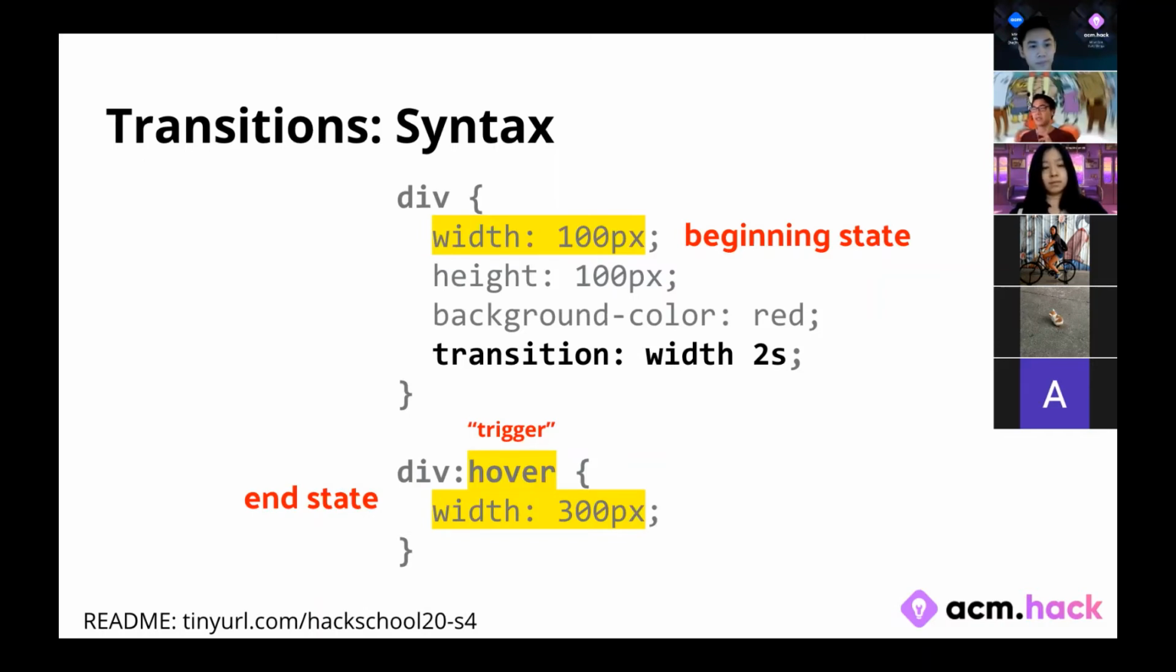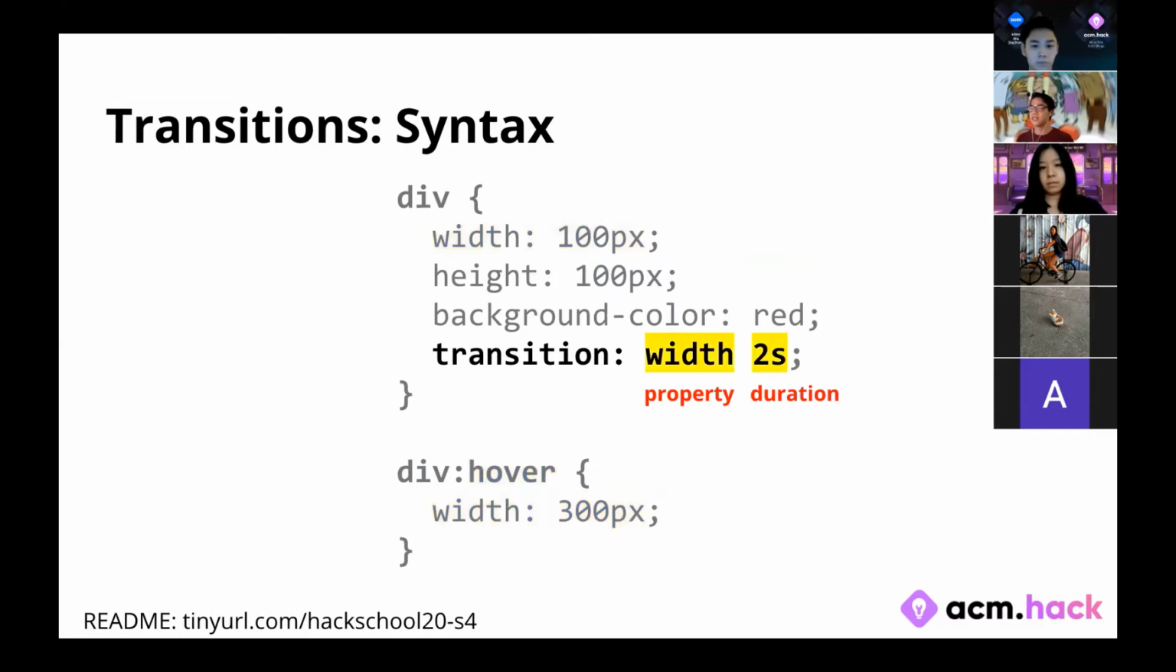So by itself, this would, again, be really abrupt. So what we would do to make this transition smoother would be adding this transition line. So transition allows you to specify the property you want to transition on, as well as the duration, so how long the transition will take. And by adding this, no longer is it abrupt. You'll see a very smooth, silky transition over.